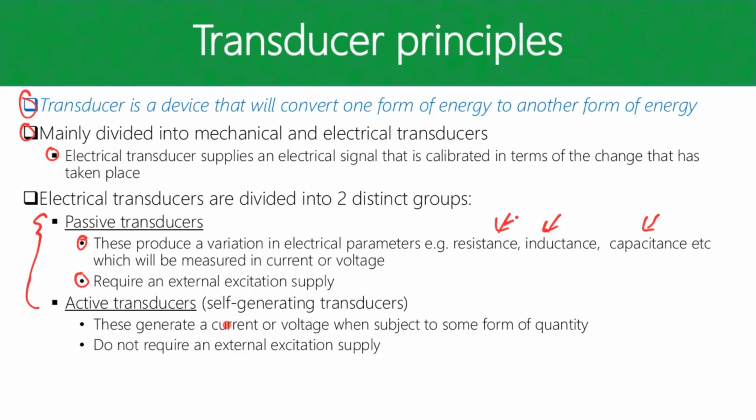In the case of active transducers, they will generate their own current and voltage. So examples of this would be things like thermocouples and solar cells. And they do not require any external excitation supply to operate.